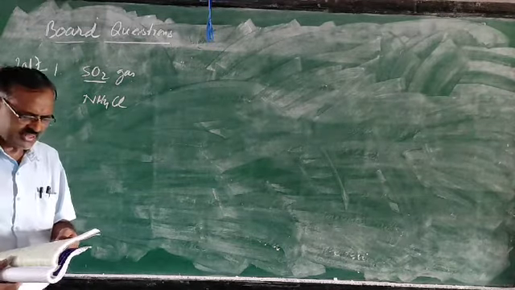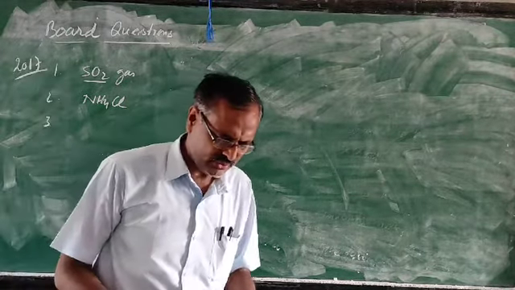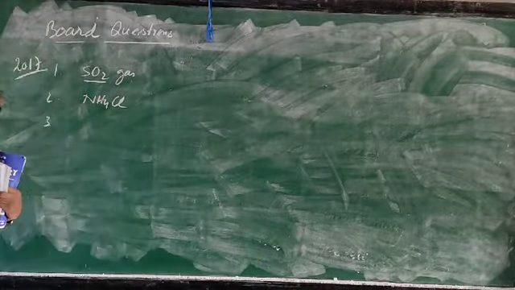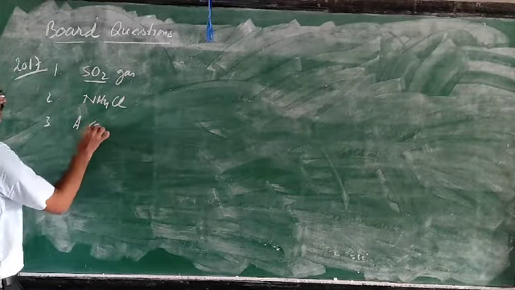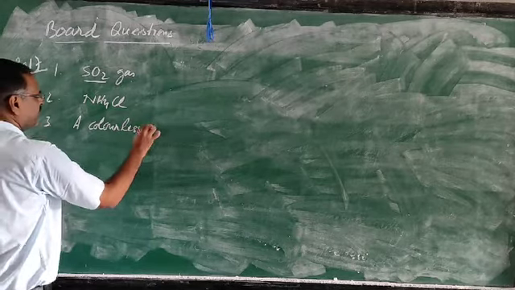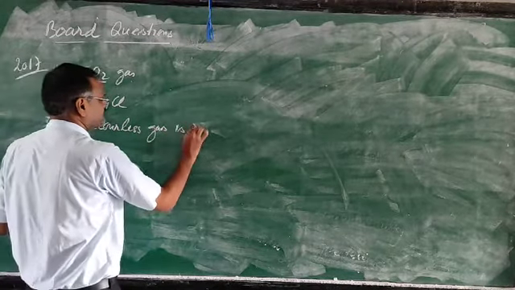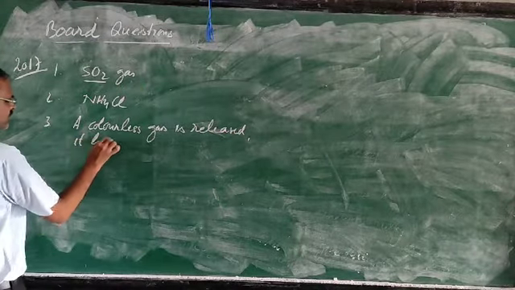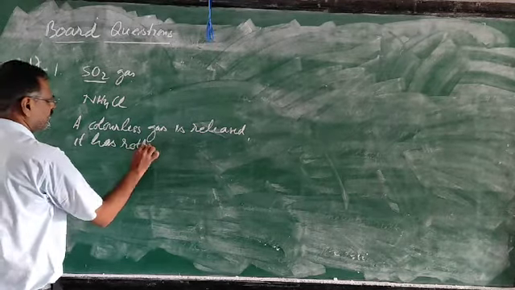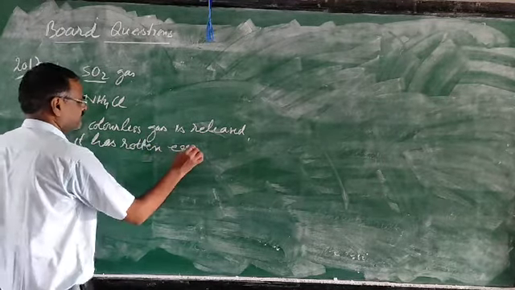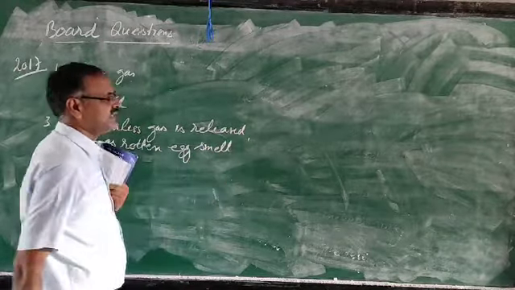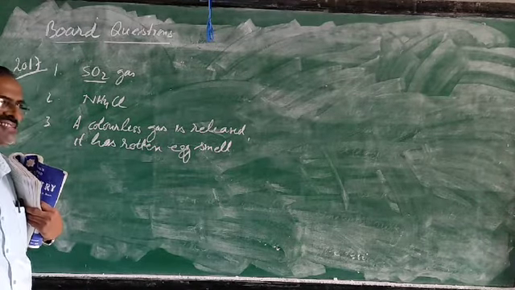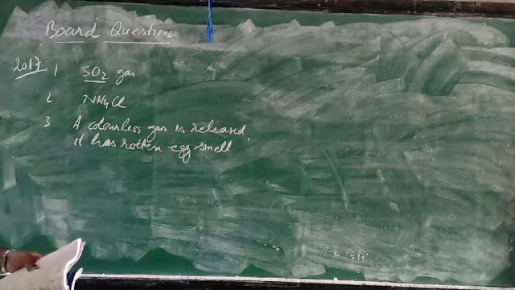Then the third one: state one relevant observation for the action of dilute hydrochloric acid on iron(II) sulfide. A colorless gas is released. It has a rotten egg smell. Otherwise, for lead acetate paper, you can write: when this gas is passed through moist lead acetate paper, it turns silvery black. So that can also be used.